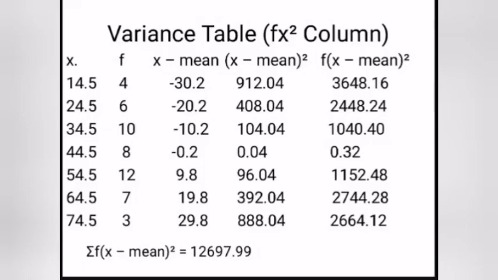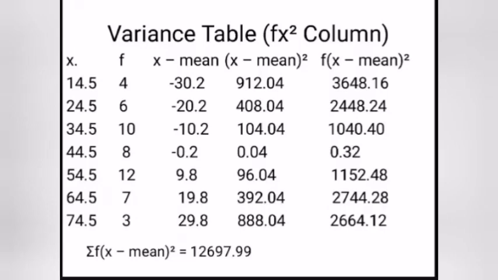30.2, 20 minus 20.2, minus 10.2, minus 0.2, 9.8, 19.8, 29.8. We'll find the square of it. So to find the square, we'll do 30 minus 30.2 squared, which is going to give you 912.04. Remember, there are two minus signs here, so minus times minus is plus. So we don't repeat the minus here when we square.